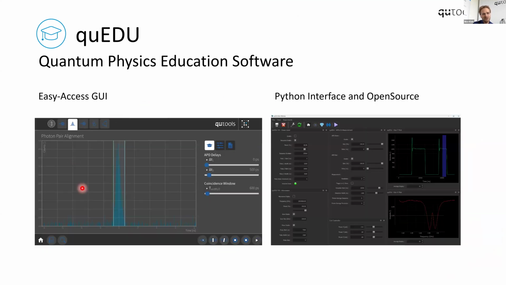Here you can see a screenshot of the software options that you have. Basically, on the left side, you see our graphical user interface that is running on the screen of the QEDU, on the touch display, which is also touch optimized. And on the right side, you see an example of a Python interface for the NV center setup, where you can see a lot of parameters and you can change them. And this is what you could also adapt by yourself, you can customize it, so it exactly suits your needs, basically.